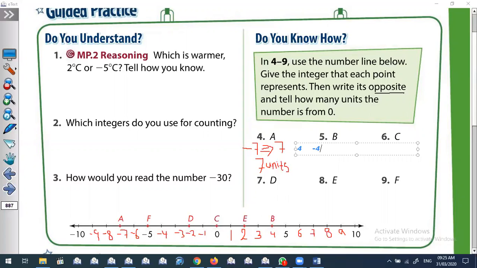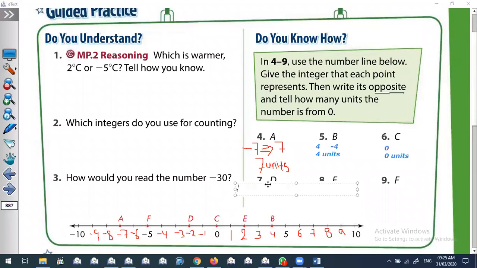Yes, what about the distance from 4 to 0? Count 1, 2, 3, 4. The distance will be 4 units. Yes. So this is the answer. C. What is the number C? C is 0. 0 has no opposite. 0, the only number, has no opposite. So the distance from 0 to 0 is 0 units. 0 units. There is no distance. So 0 has no opposite.